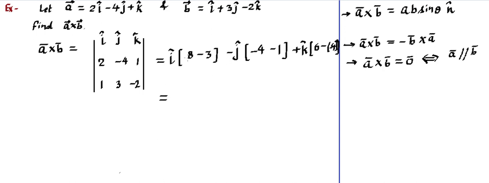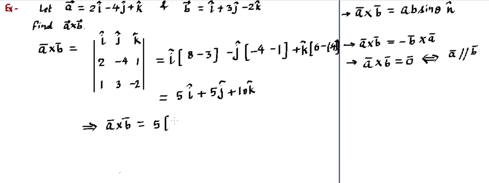So this becomes 8 minus 3, that's 5 i cap, and minus 4 minus 1 is minus 5 and minus outside, so that's 5 j cap, and this is 6 minus of minus 4, that's 6 plus 4, that is 10 k cap. So if we want, we can write this a cross b. A cross b is equal to, we can take this 5 outside as common, so it will become i cap plus j cap plus 2k cap.